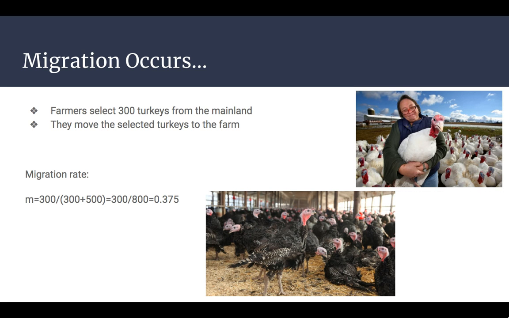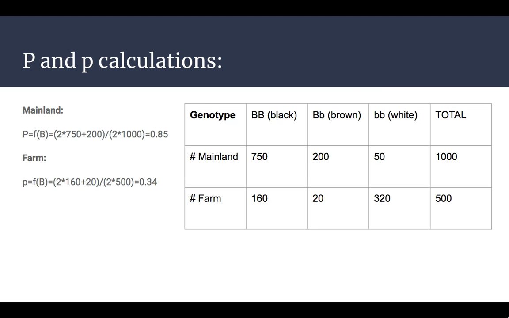The farmers select 300 immigrant turkeys from the mainland and move them to the farm, which causes the force of migration on the population. To determine the migration rate, or M, you divide the total number of immigrants by the new total amount of turkeys on the farmland. This value is 0.375. To determine the genotype and allele frequency after migration, we need to calculate Big P and little p.